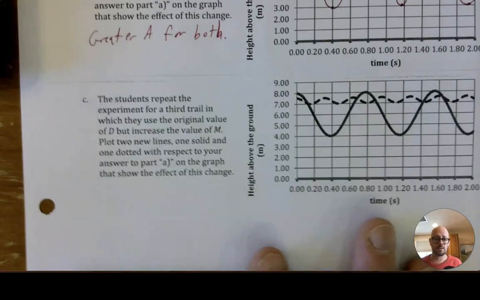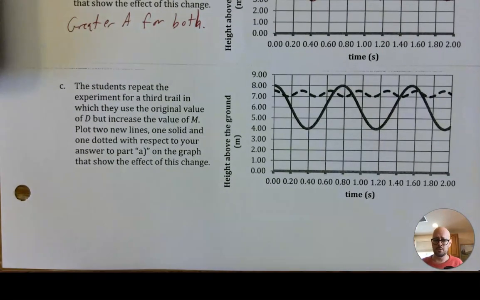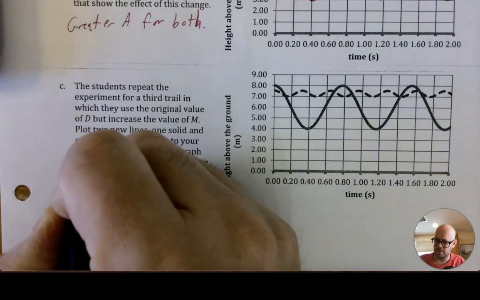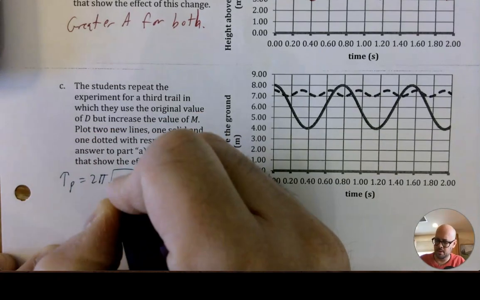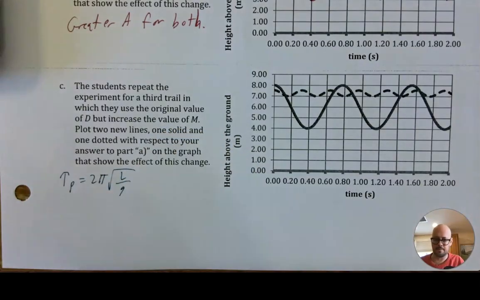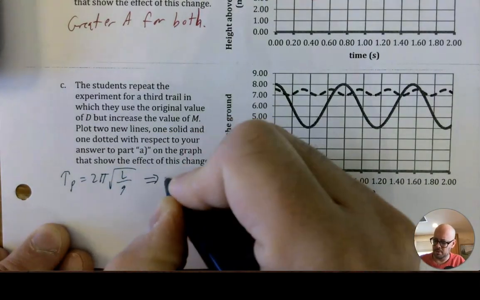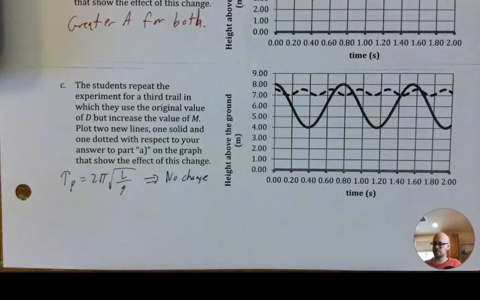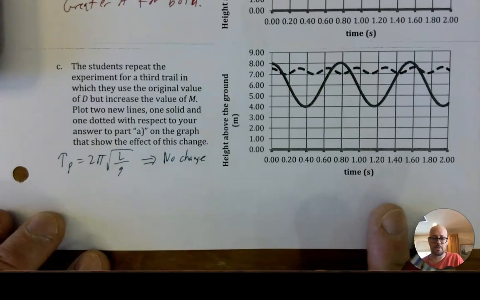this next one. In this third trial, they used the original value of D, but they increased the value of M. And so I'm going to have to manage what happens when we change the mass at the end of each oscillator. Now, the first one is easy because the period of a pendulum is 2 pi square root of the length over g. That means that the pendulum is not going to change at all. So I have to focus my efforts here on the spring.